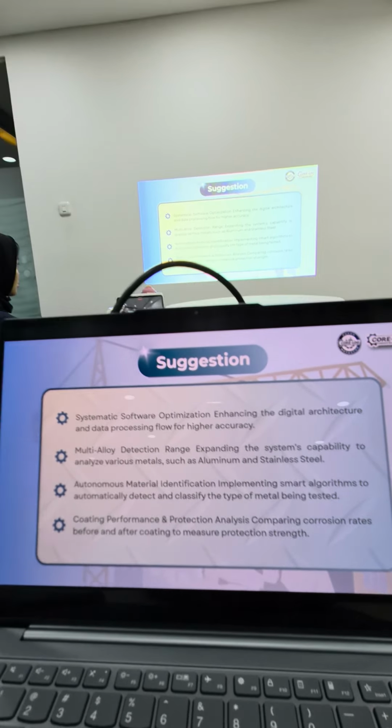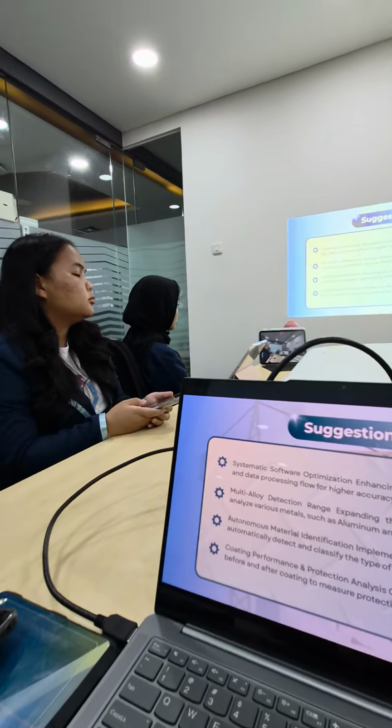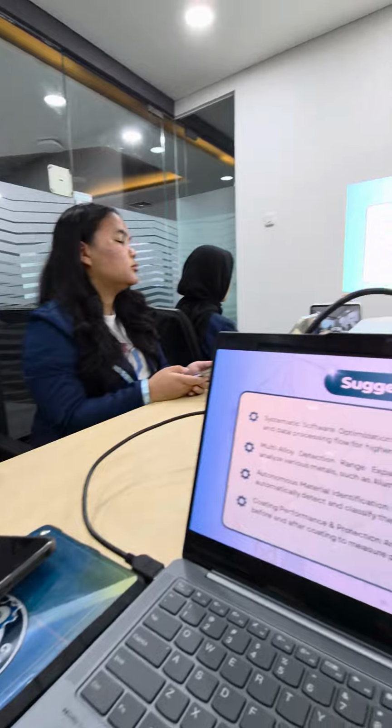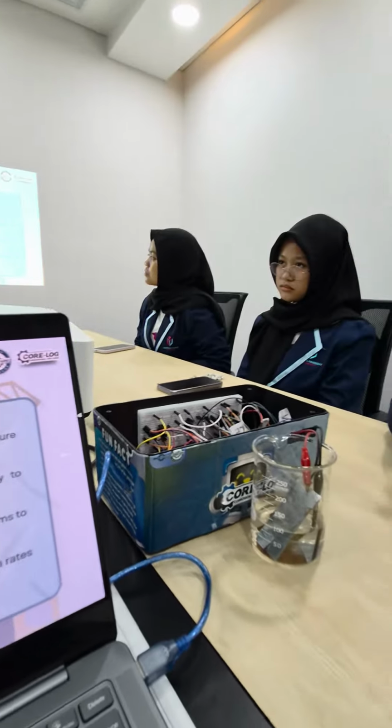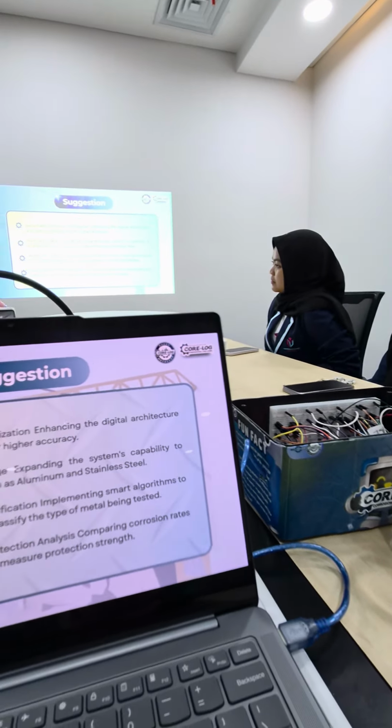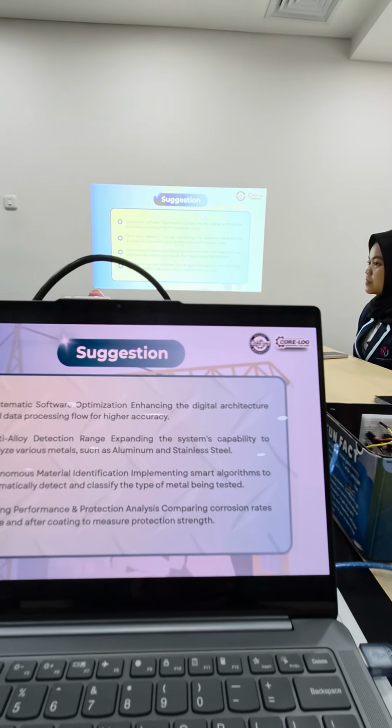And the third one is autonomous material identification. Not only showing the corrosion rate, but we also hope that our product can test the difference in carbon within metal. And the last one is the coating performance. Because to use our product, you need to make sure that the protective layer of the sample itself is clean before putting it into the electrolyte solution.